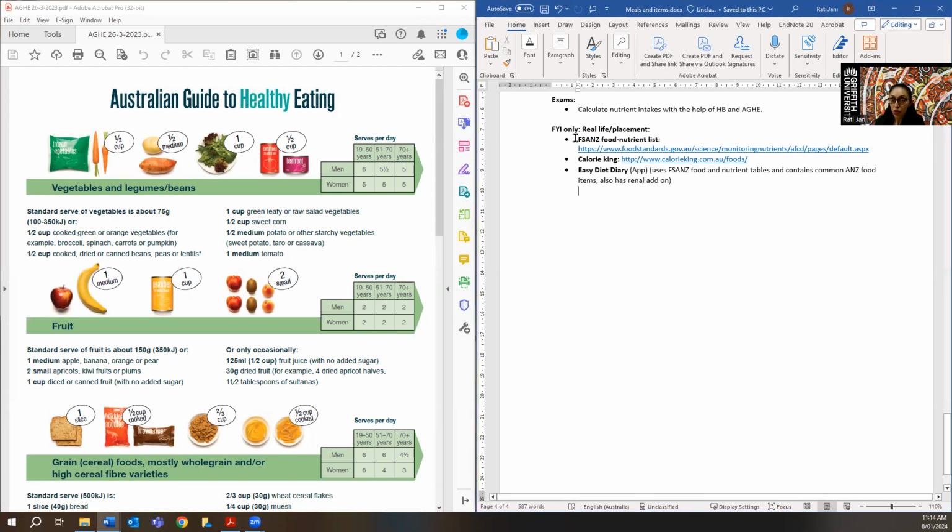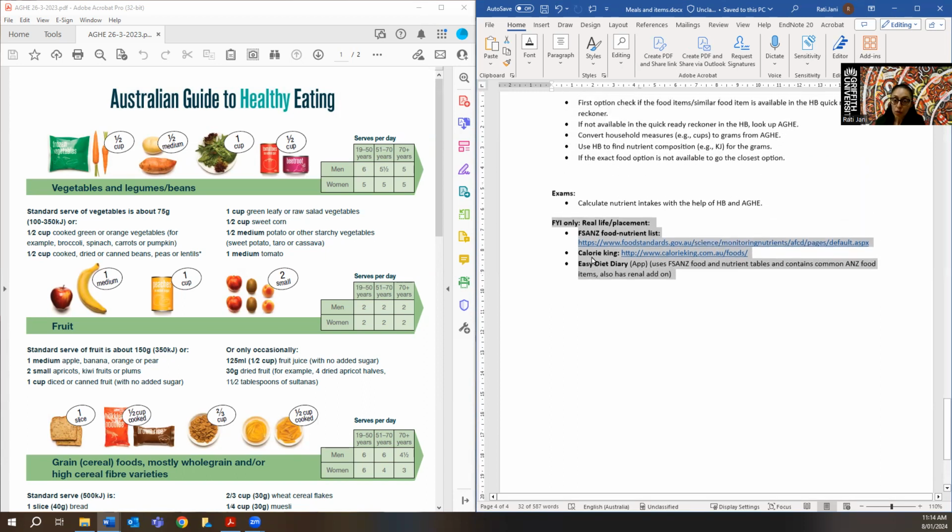For example, you can look at the Fasttrack website. You can look at Calorie King. A lot of dietitians install the Easy Diet Diary app, which is based upon Fasttrack, so very Australian in nature. It also has a renal application for renal conditions, like calculating potassium. So in real life, you have many more resources, which makes your calculation of what the patient is eating in terms of nutrients much faster and more efficient.